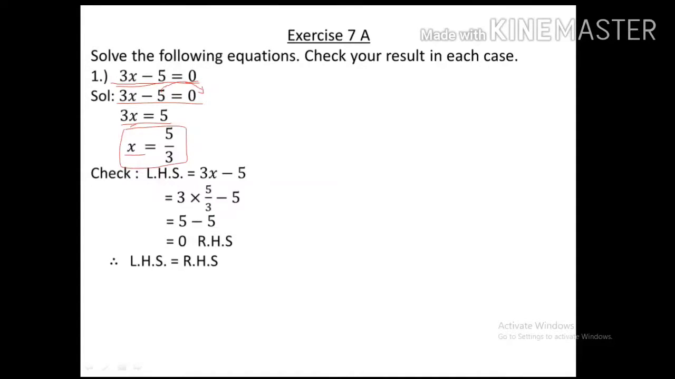Now according to the question we have to check that LHS and RHS are equal or not. If they are equal, it means our solution is correct. So first of all we write the LHS, that is 3x minus 5, and here we put the value of x, that is 5 by 3. So we write 3 into 5 by 3 in place of x, minus 5. Now this 3 and this 3 can be cancelled by 3. So the values left are 5 and minus 5. When we solve, it will come 0, which is already equal to the RHS. So LHS and RHS both are equal, that is 0.